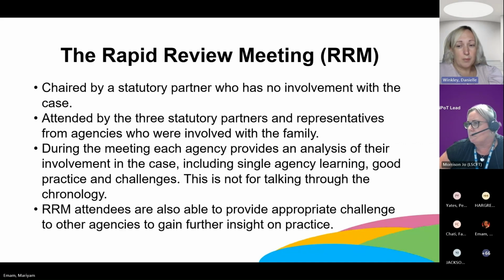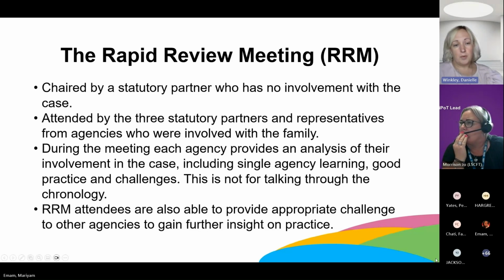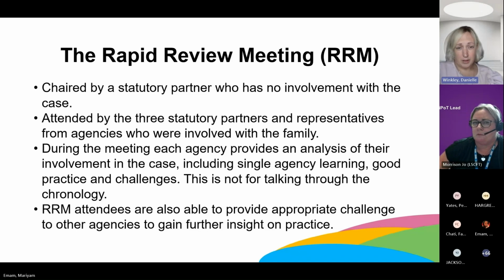So the actual rapid review meeting, when we come together, we have that multi-agency timeline. It's chaired by a statutory partner who's had no involvement with the case. So that might be police, health or children's social care, but by a senior manager, head of service, etc., who's had no direct involvement themselves with the case. It's attended by the 3 statutory partners, but we have representatives from all the agencies who've been involved with the family and who've completed that timeline, so that you can go through that analysis of involvement in the case. So your single agency learning, your good practice, what challenges have you found?